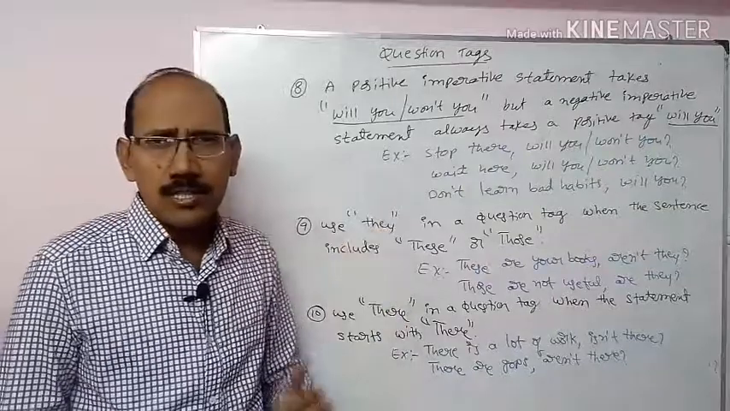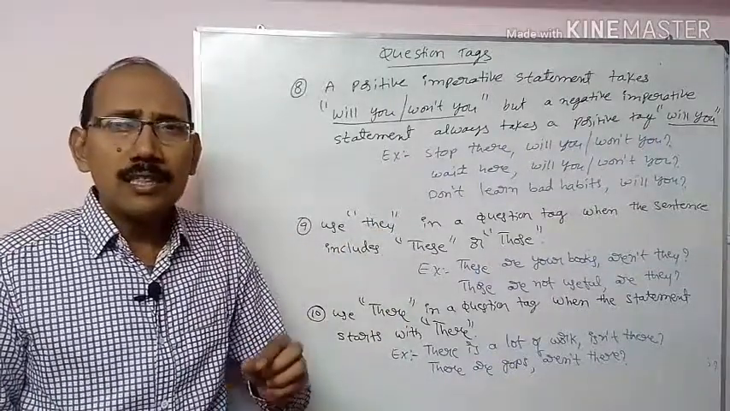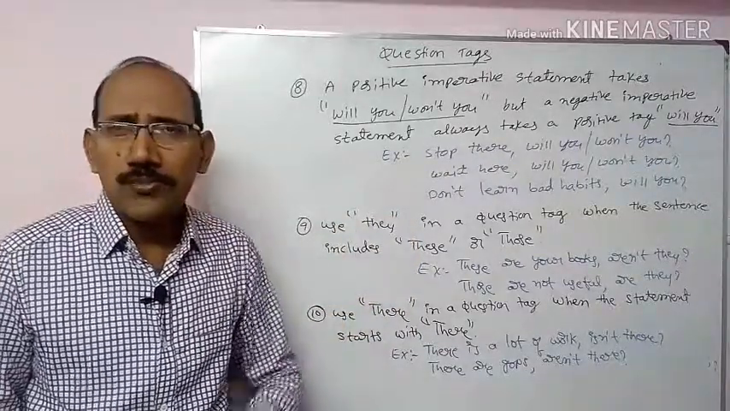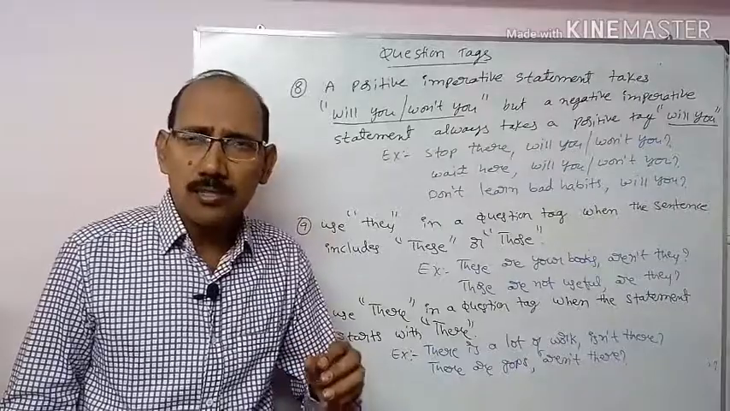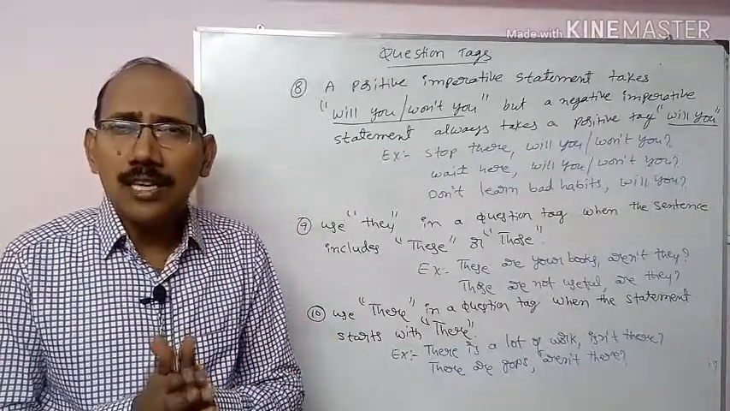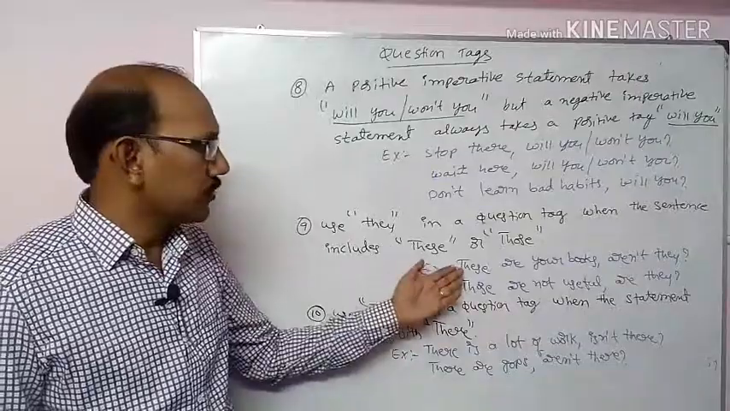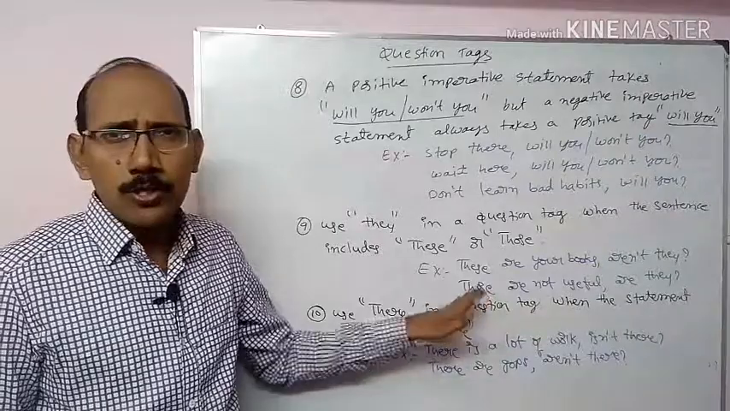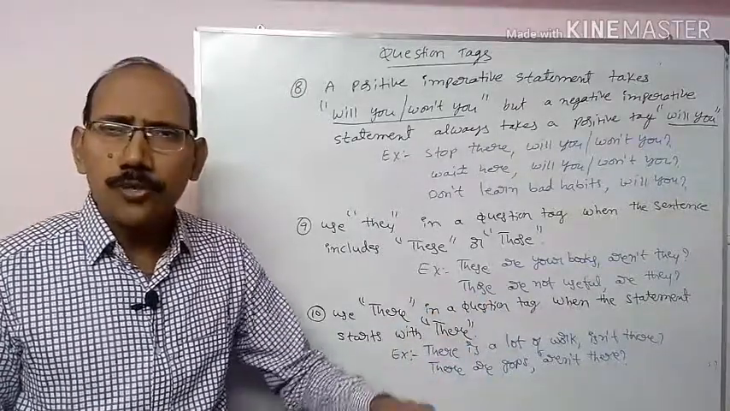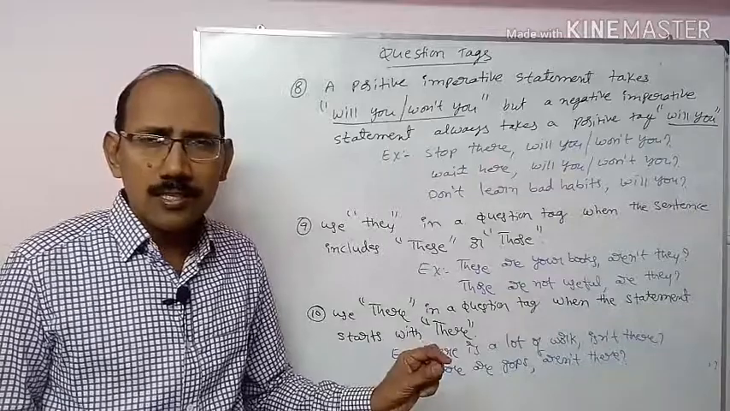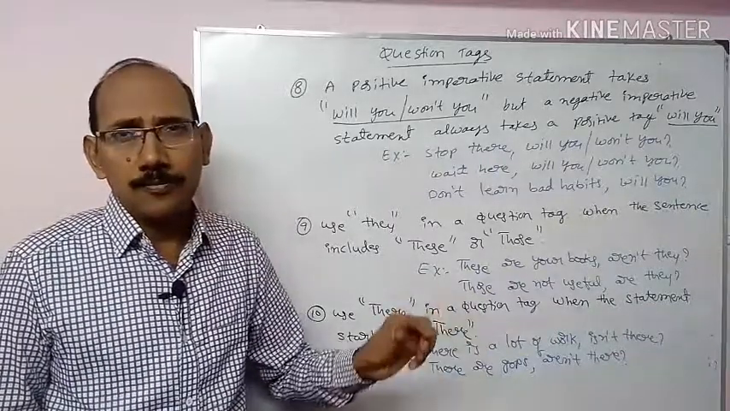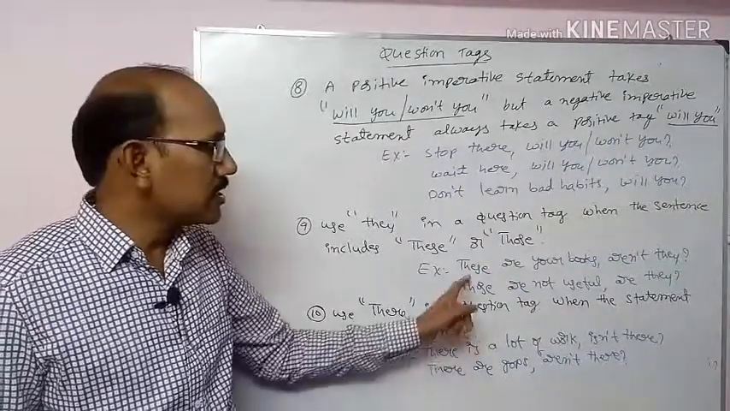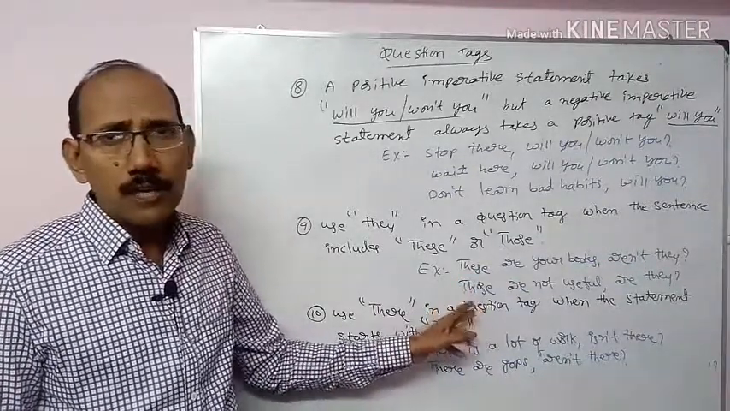Use "they" in a question tag. You need to use only "they" in a question tag when the sentence includes these or those. If a sentence starts with these or those, we have to use only "they" in the question tag. Look at this one. These are your books. It is a positive statement, so we need to give a negative question tag. These are your books. Aren't they? That's it. We need to use "they" when a statement starts with these or even those.